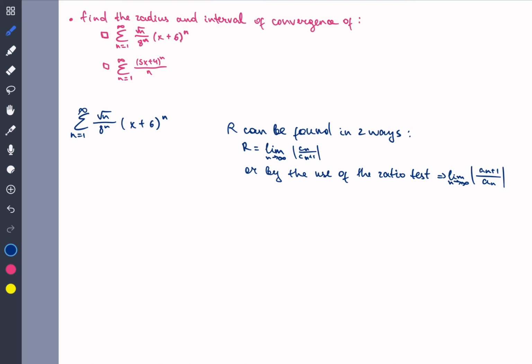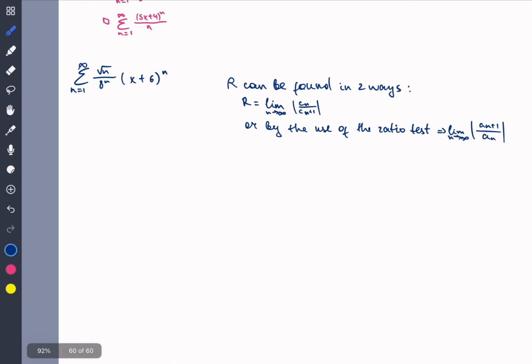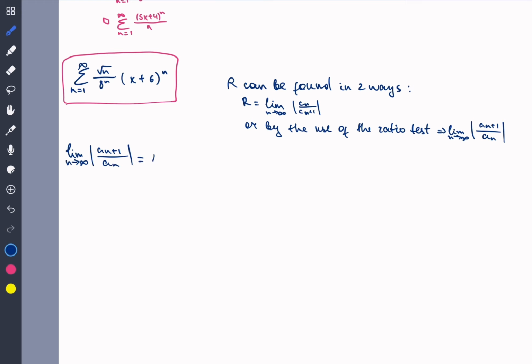Because the ratio test states that if the following limit, as n tends to infinity of an plus 1 over an in absolute value, is less than 1, then the series is absolutely convergent, which implies it's convergent. First, I'll do it by the ratio test. In both of these exercises, I'll show both of the ways of finding the radius of convergence, but you don't have to do that in the exam unless it states so. You have to just use one of them.